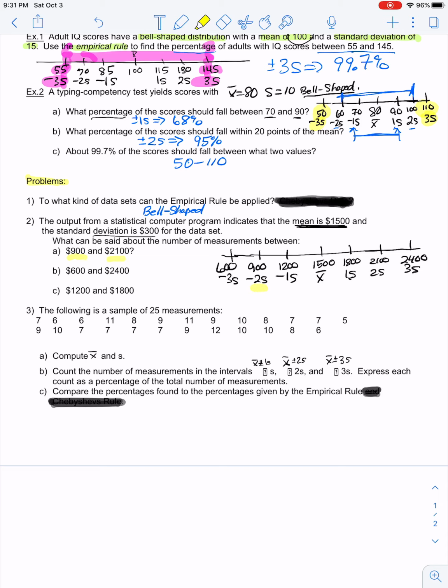Okay, so the question asks, what percent is from 900 to 2100? Okay, so 900 to 2100, we're within plus or minus 2 deviations, which says 95%.